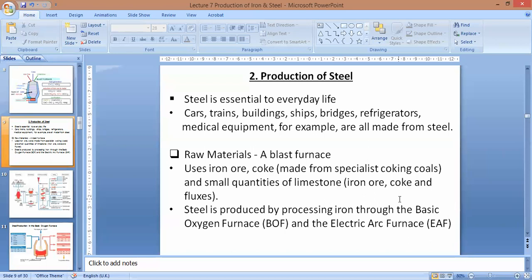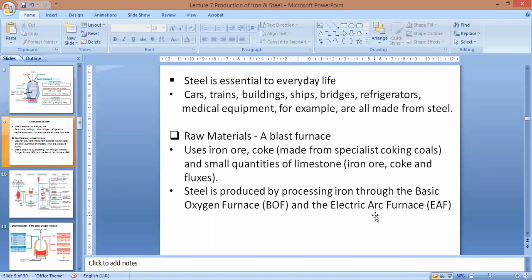So the raw materials for steel production are what? Iron ore and coke. This coke is made from specialist coking coals, and small quantities of limestone. Then steel is produced by processing iron through the basic oxygen furnace, or the BOF as it is known, and the electric arc furnace, which is the EAF. Remember what we said: steel is basically iron alloyed with carbon, with a composition of carbon not more than 7%.